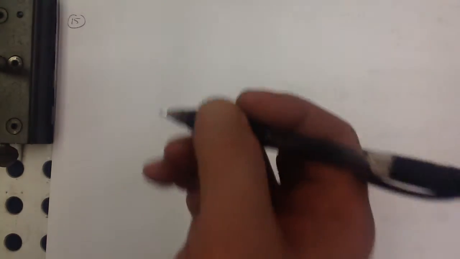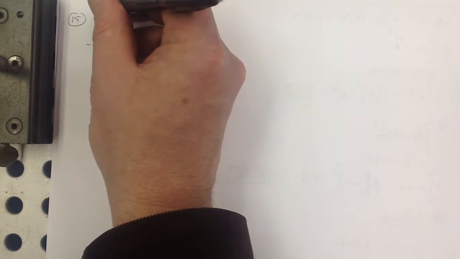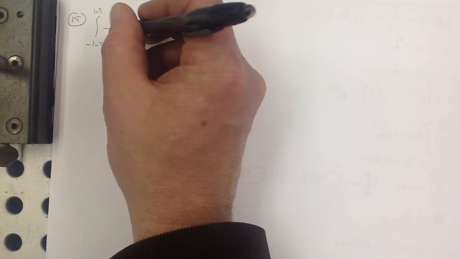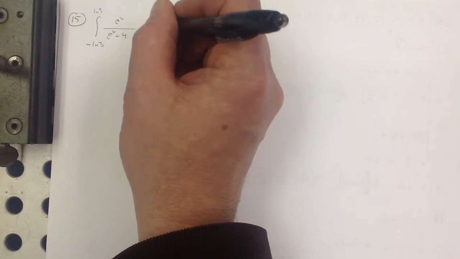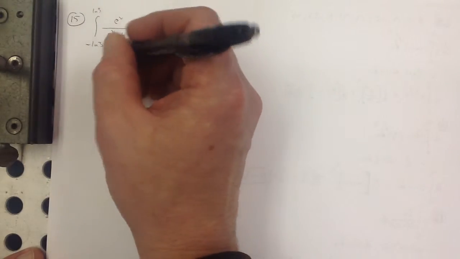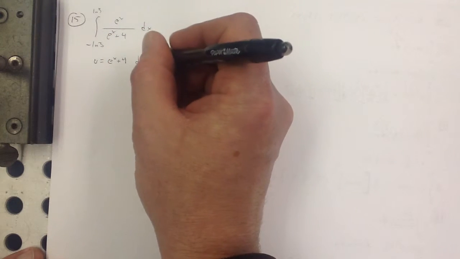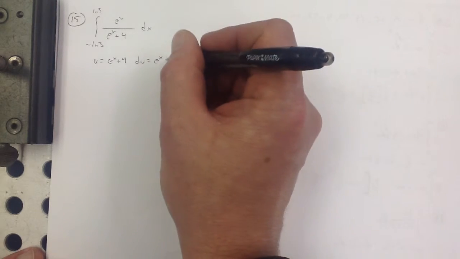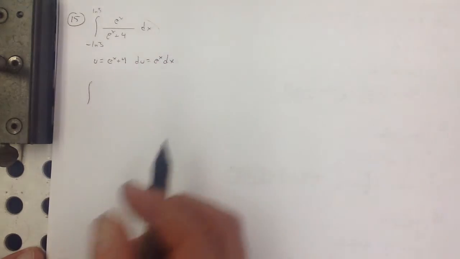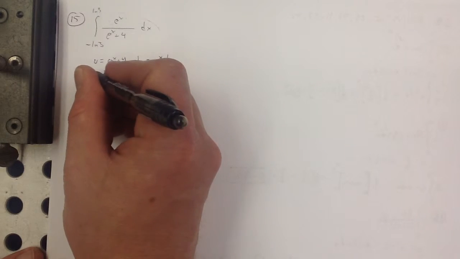Number 15, I have to go from negative natural log 3 to natural log 3 of e to the x over e to the x plus 4 dx. This one might take a little bit of messing around with, but it turns out the right u is the bottom of this. Then du is just e to the x dx. There it is. So my new u numbers, e to the natural log 3 is just 3.